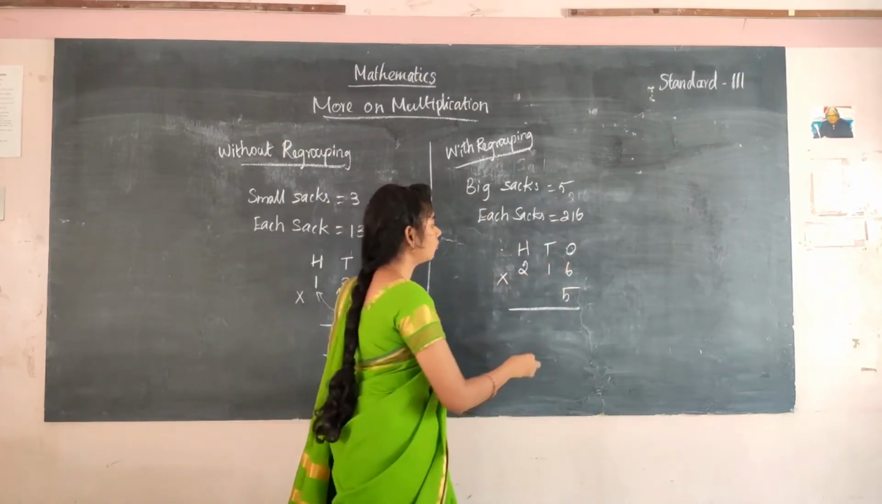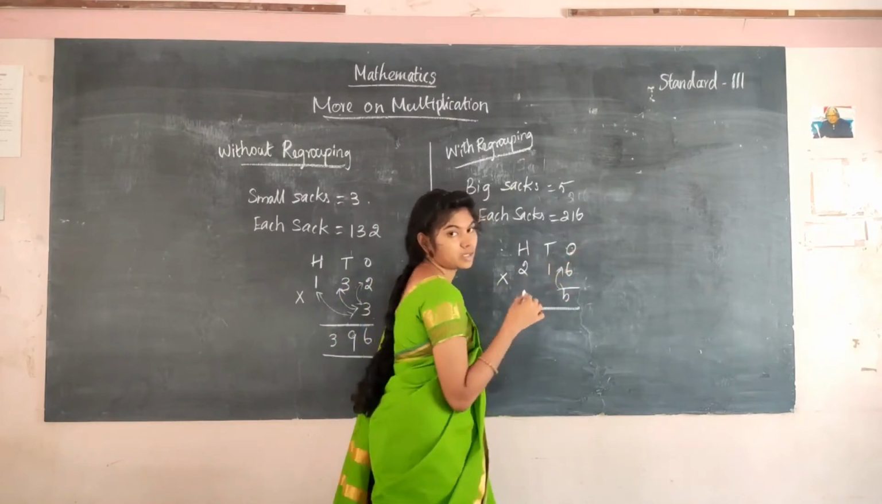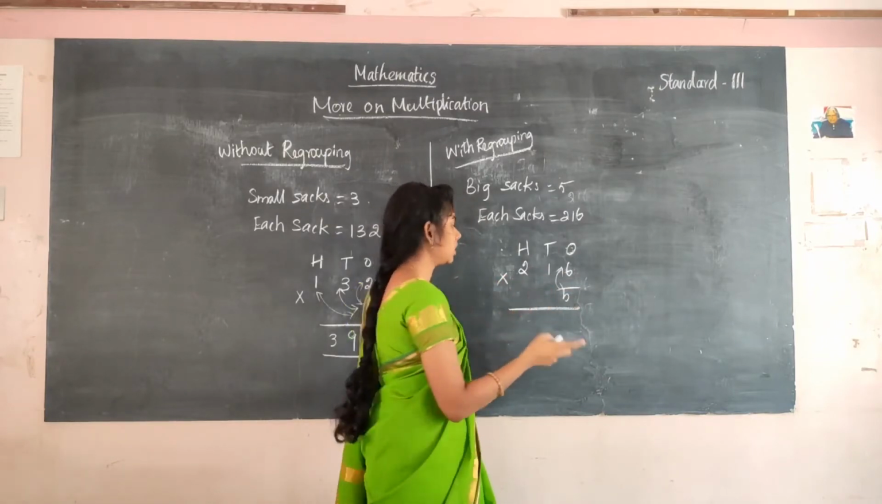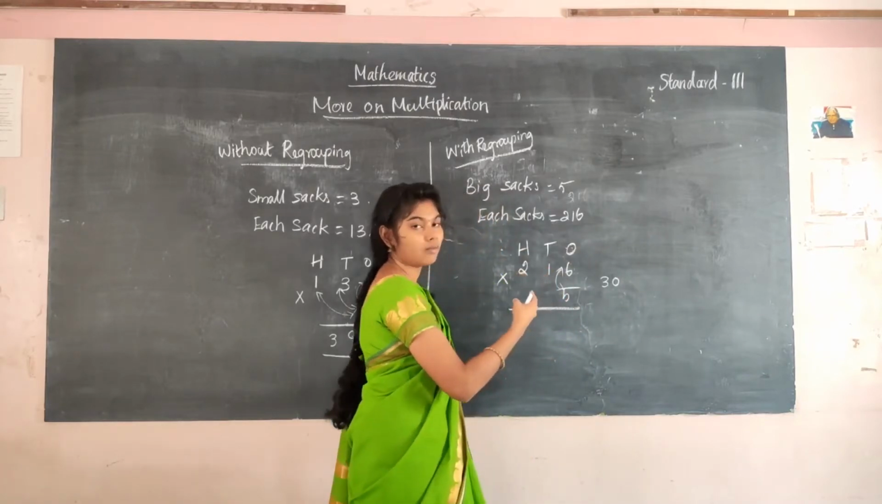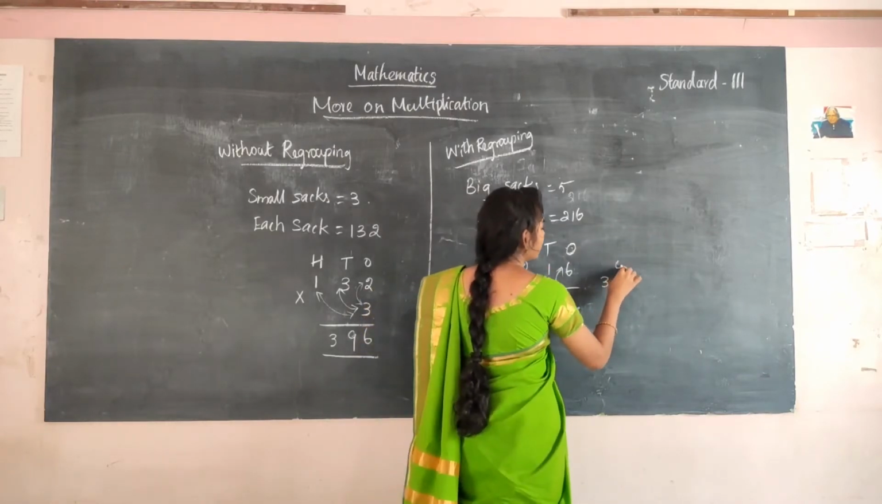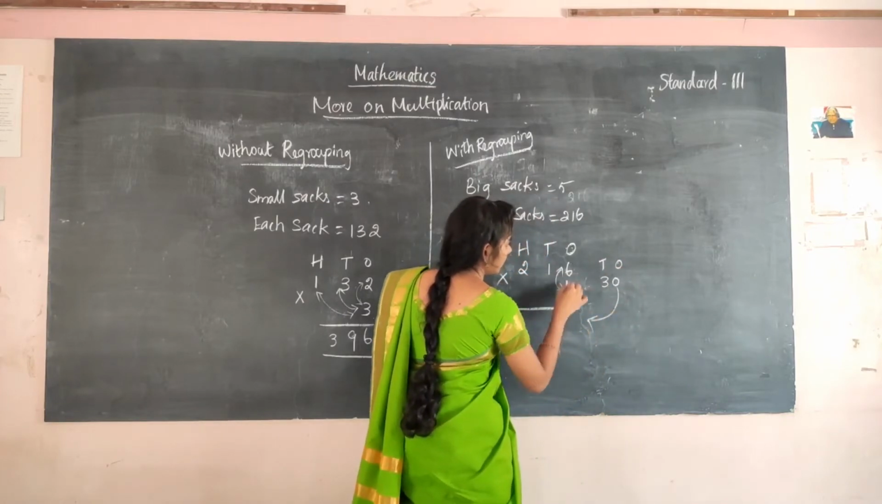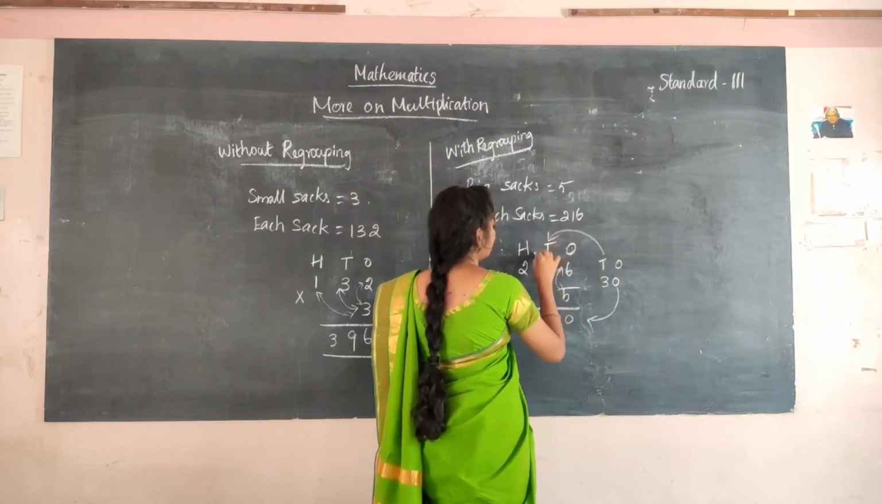First we have to multiply these two numbers in the ones place. 6 5s are 30. 30 is a 2-digit number, so you have to write it outside. Take the ones place number to the ones place here, 0, and then carry over this number here, 3.